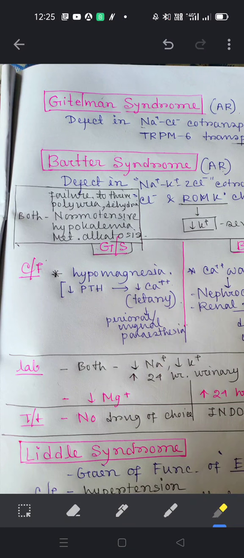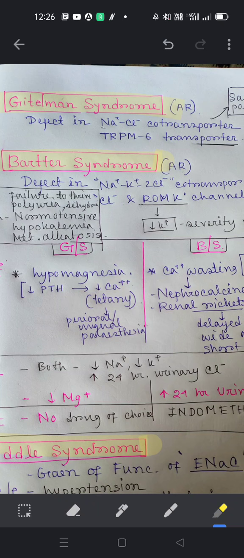Hello guys, today we are going to discuss Gitelman syndrome, Bartter syndrome and Liddle syndrome. These three topics are easy but maybe sometimes a little bit confusing while solving questions, so we have to know some differentiating factors which help us solve the question very quickly and easily. Both Gitelman syndrome and Bartter syndrome are autosomal recessive diseases and Liddle syndrome is an autosomal dominant disease.